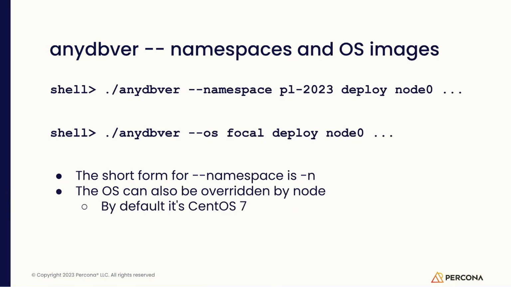So two of the most important ones of the global variables that we can use are --namespace and --os, right? By default, AnyDBVer will deploy CentOS 7, but you can override it either globally or per node. So you can have the primary in CentOS 7, the replica in CentOS 8, the other replica in Ubuntu, whatever you want. Mix and match however you want.